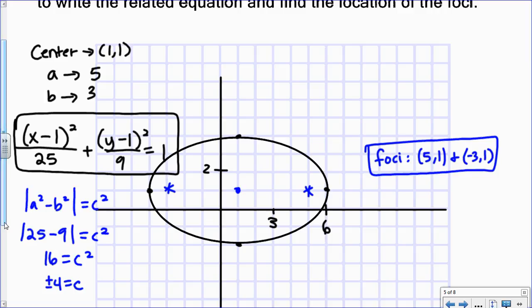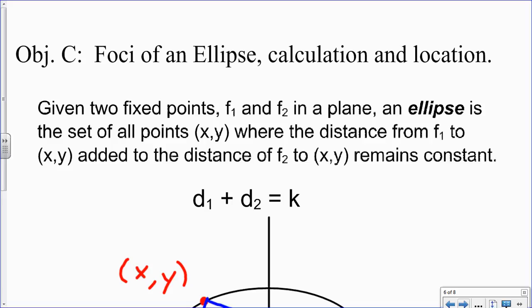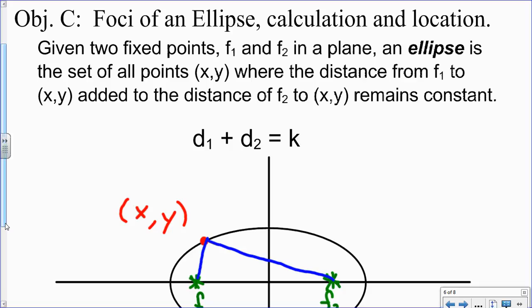Okay, now we want to talk about the definition of an ellipse. We did this in 7.1 when we talked about the definition of a parabola. We had that distance 1 equals distance 2 for a parabola. So we're going to do kind of that same thing, but this time for an ellipse. So here's the definition of an ellipse, and then kind of the sketch of what that means.